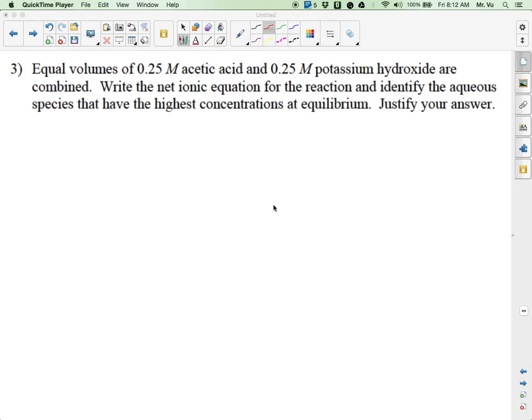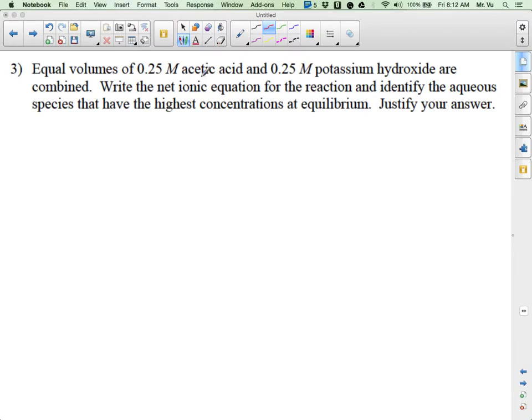Question 3 says equal volumes of 0.25 molar acetic acid and 0.25 molar potassium hydroxide are combined. Write the net ionic equation for the reaction and identify the aqueous species that have the highest concentration at equilibrium. Justify your answer.